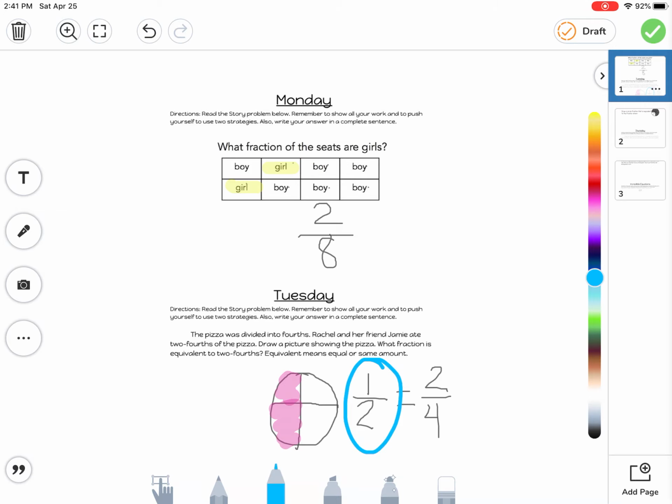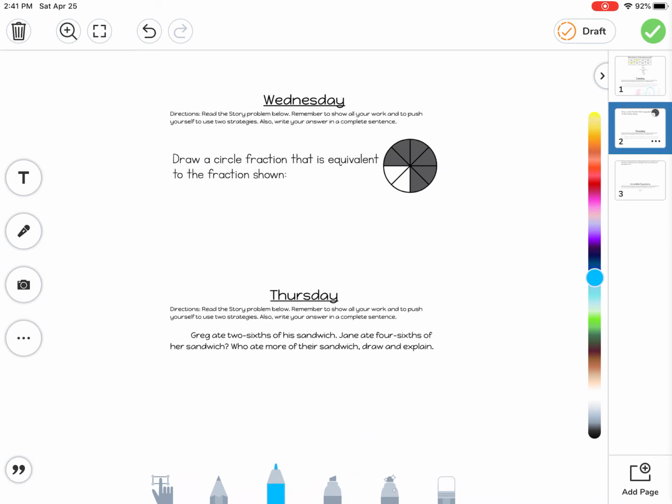All right, let's go ahead and take a look at Wednesday's problem. Wednesday says, draw a circle fraction that is equivalent to the fraction shown. So equivalent fraction, meaning that it's broken up into different parts. There's a different denominator, but it's still worth the same amount.